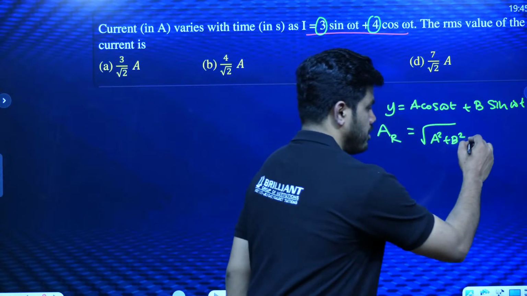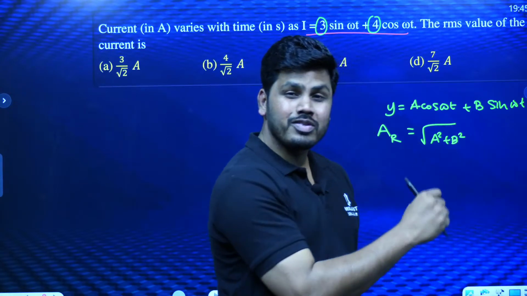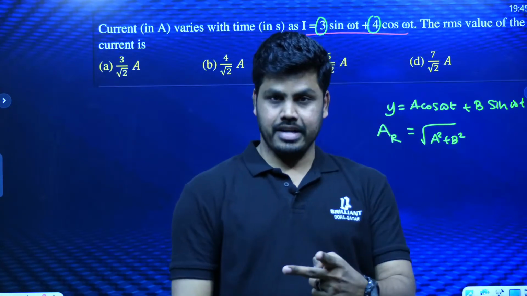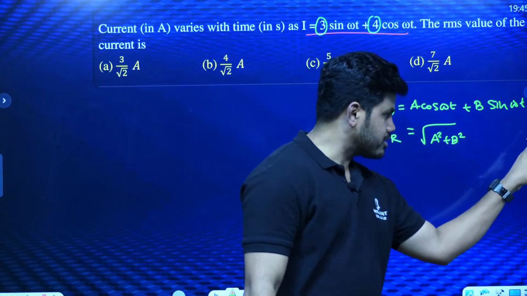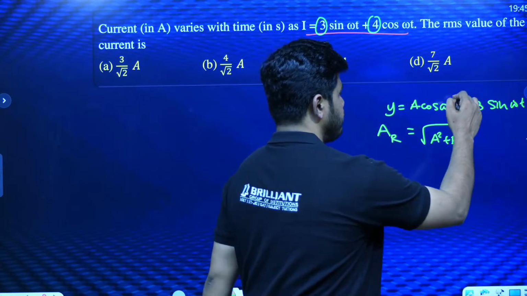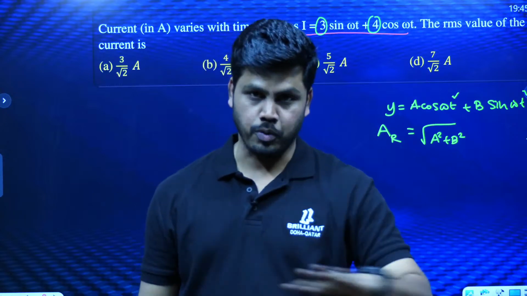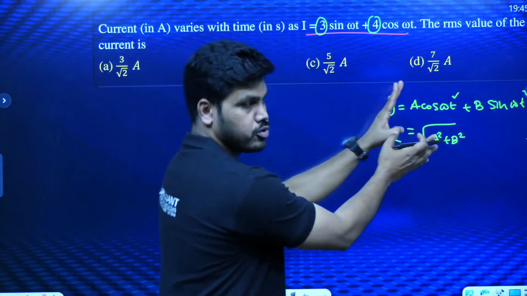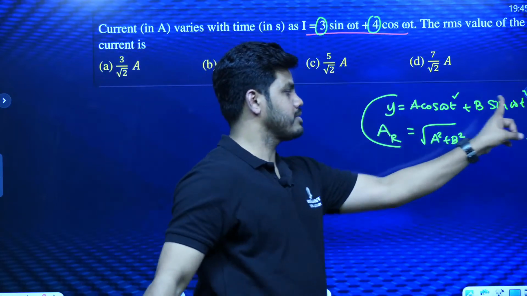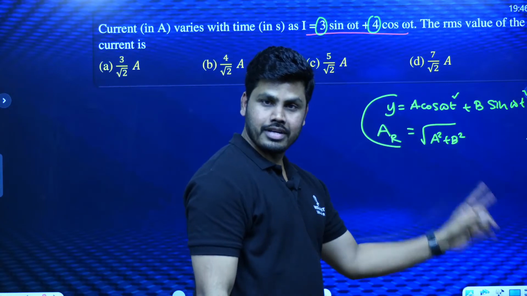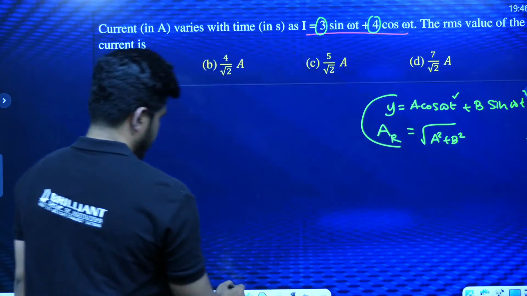Actually, it is A square plus B square plus 2AB cos θ, the resultant of 2 vectors, right? But why is that 2AB cos θ part missing here? The phase difference between cos and sin is π/2, and cos 90 is 0. Those are all the concepts related to that. But whenever you're given values like this as the resultant amplitude, now it is easy.